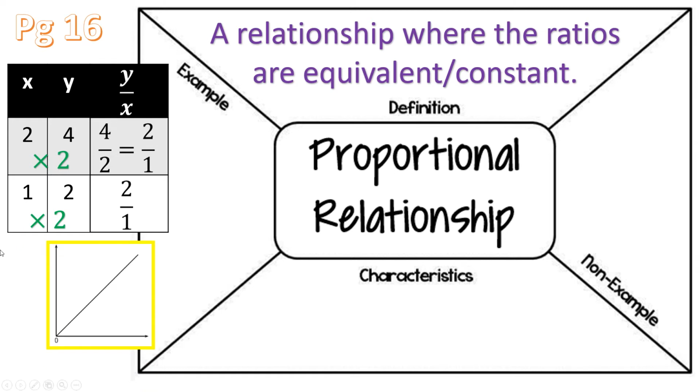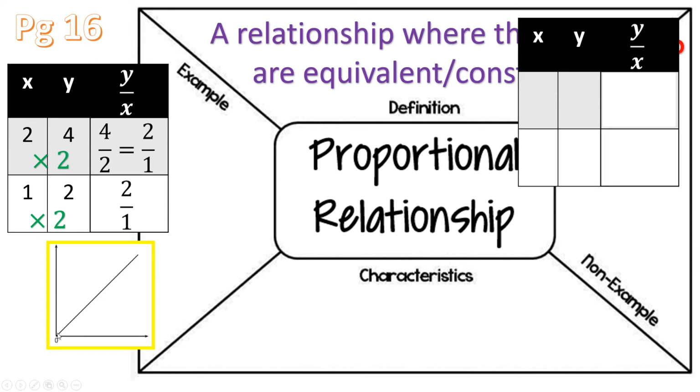If we have a graph, the graph is going to be a straight line that goes through the origin. On our non-example, we need to fill in some values that are not proportional, so they would not result in the same ratio. So you could have 4/2, which would equal 2, but 5/3 would not equal 2. And on the non-example, we could have a straight line that doesn't go through the origin, or a curved line that doesn't go through the origin. So that would be a non-example.